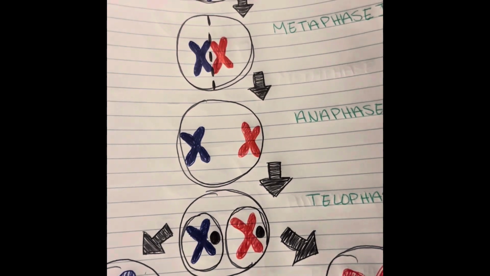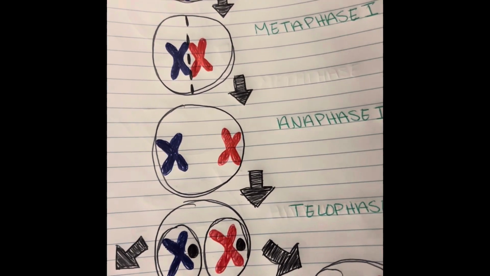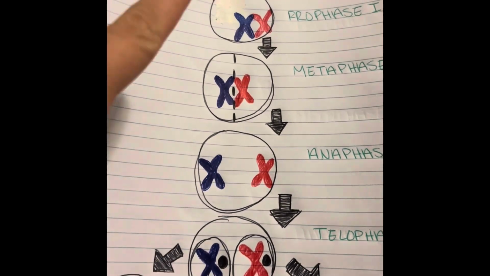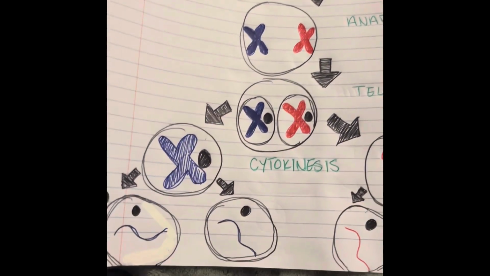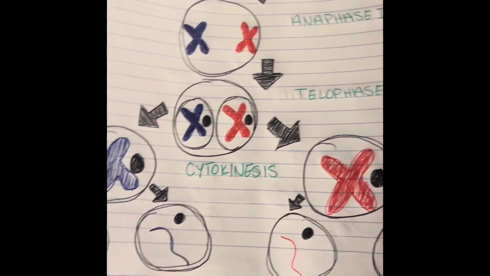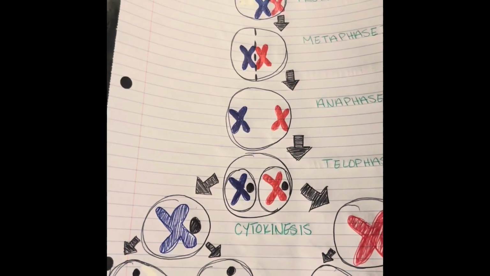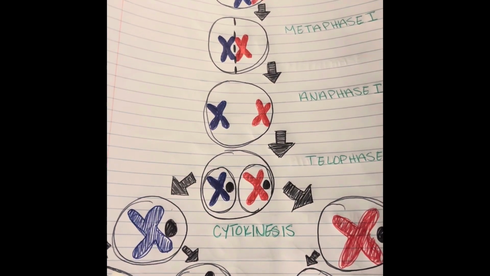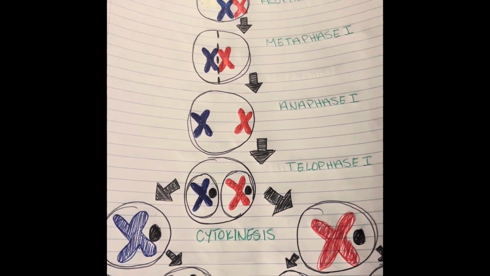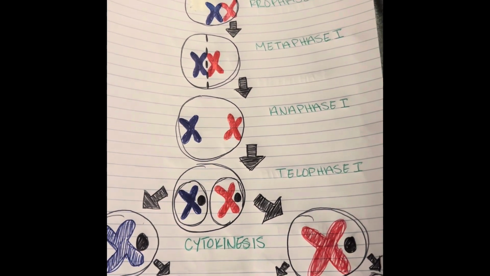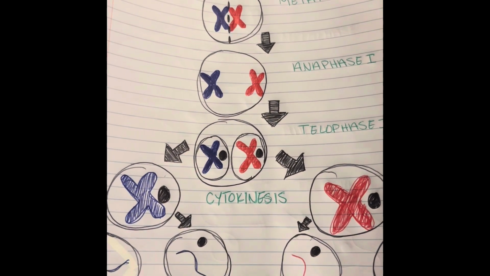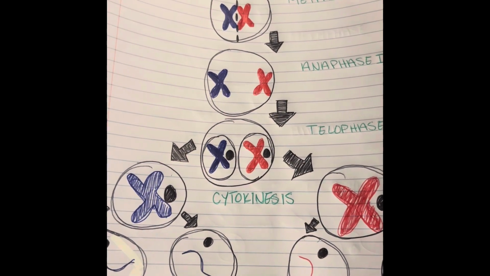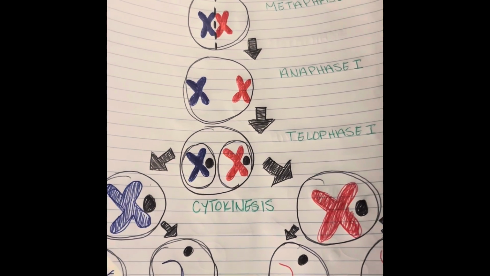So at the start of meiosis 1, we had 1 diploid cell that looked like this, and at the end we had 2 haploid cells that look like this. So they are now ready to begin prophase 2, where the chromosomes do not pair up. The nucleus does go away, just like in prophase 1.